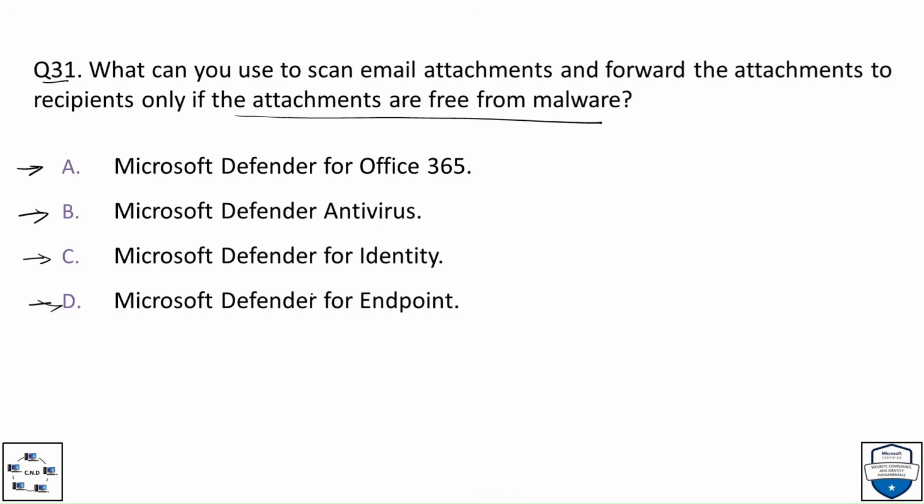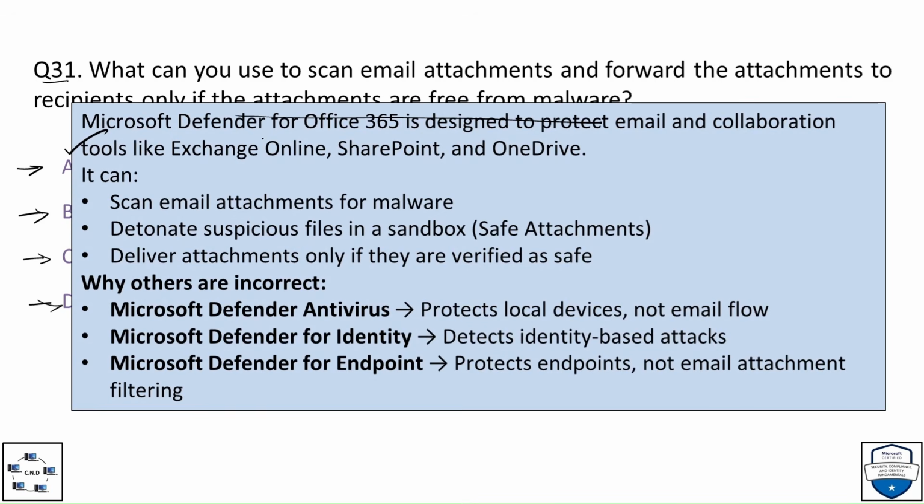And the correct option is option A, Microsoft Defender for Office 365. And the explanation is, Microsoft Defender for Office 365 is designed to protect email and collaboration tools like Exchange Online, SharePoint, and OneDrive. It can scan email attachments for malware, detonate suspicious files in a sandbox to make sure the attachments are safe, and deliver attachments only if they are verified as safe.